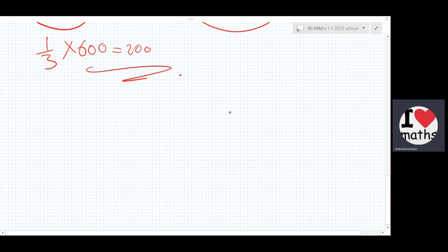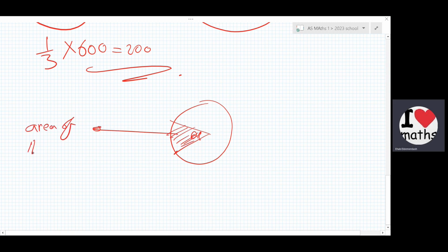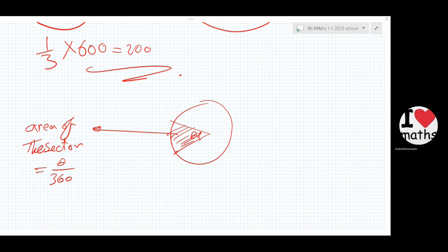There is an important thing related to the sector. The sector, again, it's a part of the circle. There is an angle here. If I'm asking you to find the area of the sector, all you have to do is take theta, the angle here, whatever its measure, divided by 360. Why am I doing that? To identify the part of the sector related to the full circle.